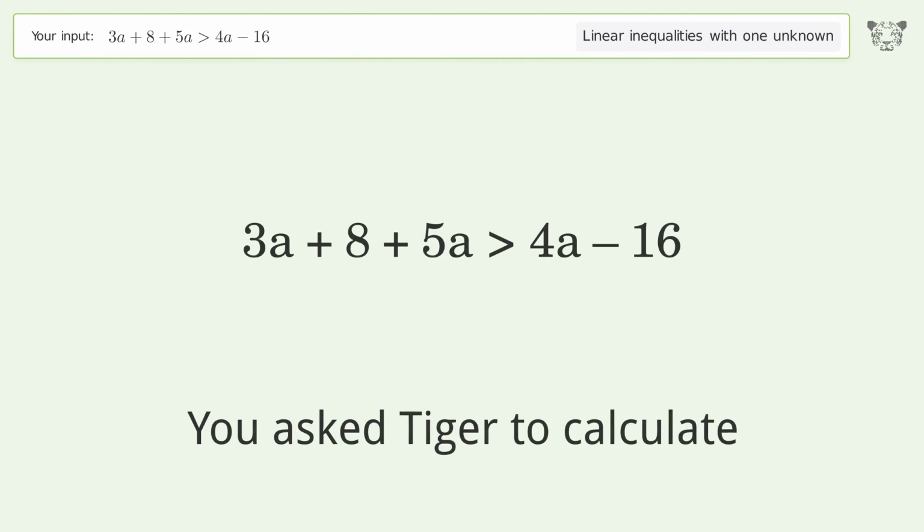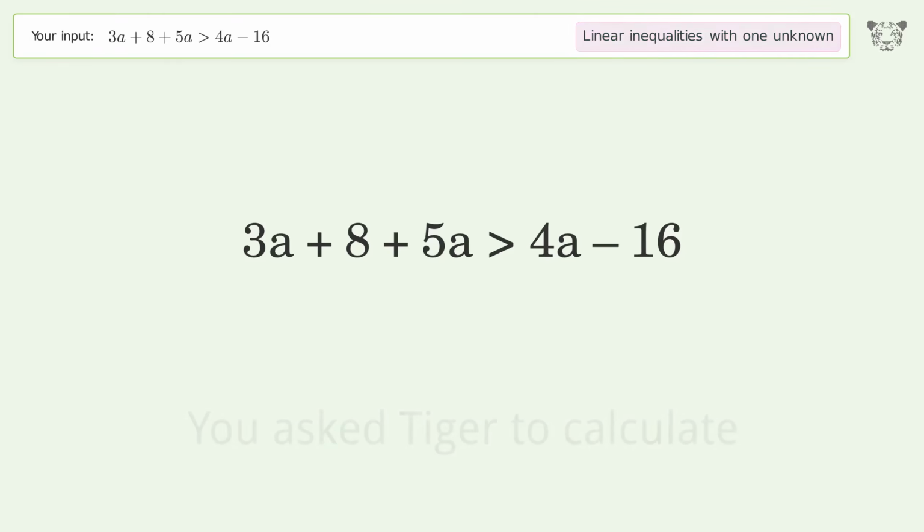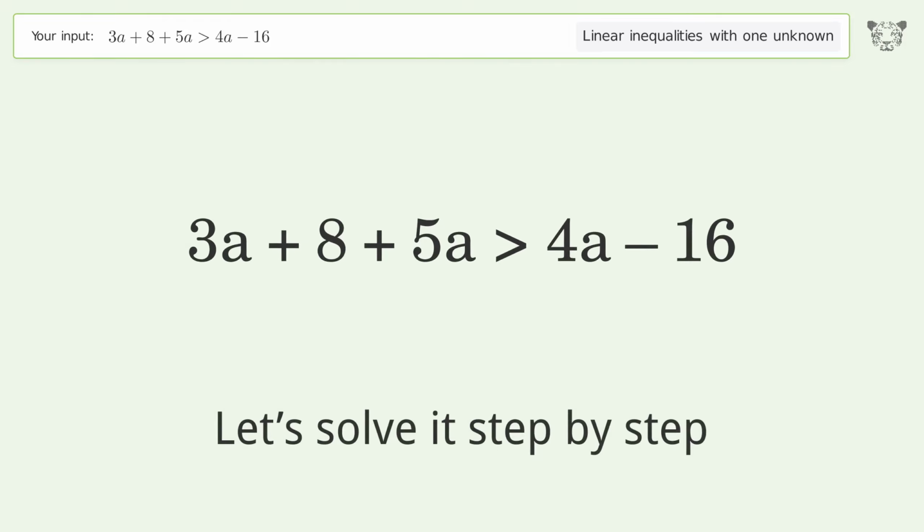You ask Tiger to calculate. This deals with linear inequalities with one unknown. The final result is a greater than -6. Let's solve it step by step.